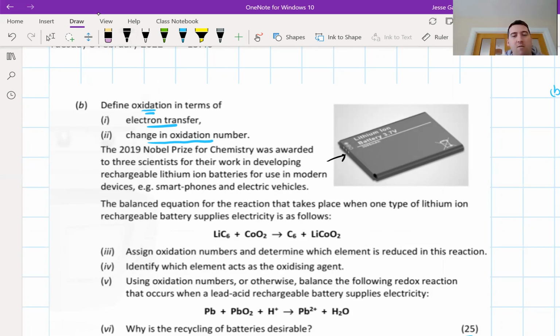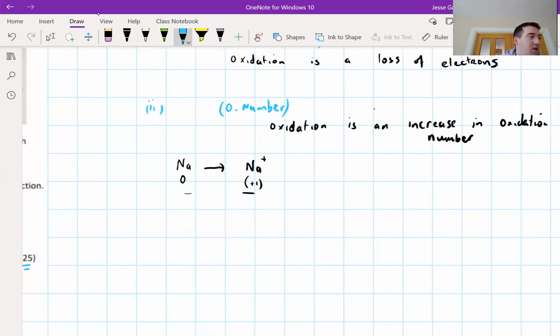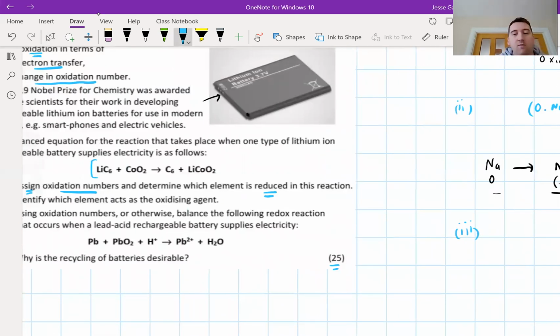And I'm really glad this one came up because it's really unusual. So the first thing we're going to do, let's check what we have to do. It says assign, so that's your job, assign oxidation numbers and determine which element is reduced. So we're looking for reduction. All right, so the first thing I want you to do is pause the video and rewrite out the equation first of all. So this equation here, I want you to rewrite this out. Pause the video, do that now.